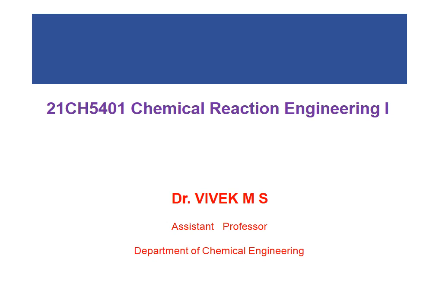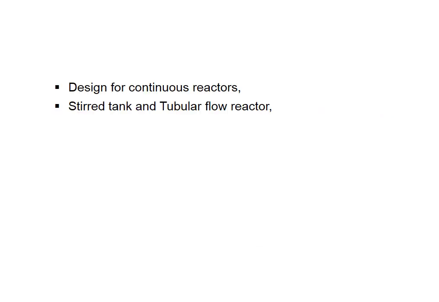Today we are going to see two major topics in chemical reaction engineering. First, we are going to see the design of continuous reactors. Also, we are going to see stirred tank reactors and tubular reactors. The design of continuous reactors covers both the continuous stirred tank reactor, that is CSTR, and the plug flow reactor. The other name for the CSTR is the stirred tank reactor, and the other name of the plug flow reactor is the tubular flow reactor.